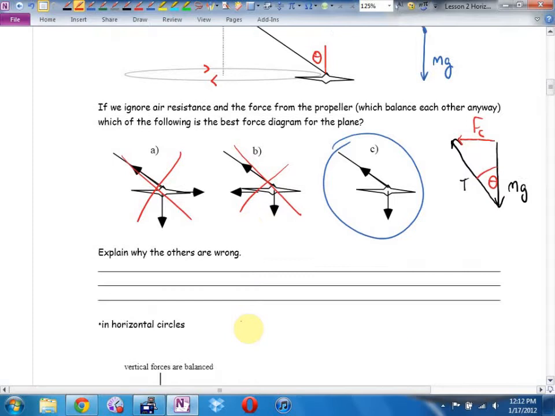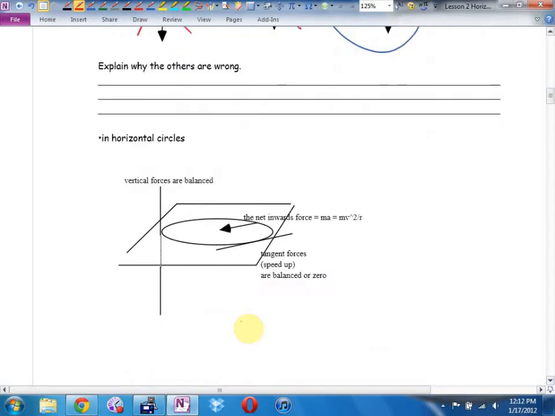In a horizontal circle, vertical forces are balanced. F up equals F down. And you should have somewhere an unbalanced force pointing towards the middle. And that unbalanced force is going to be either mv squared over r or m4π²r over T squared. It's going to be ma or ma.